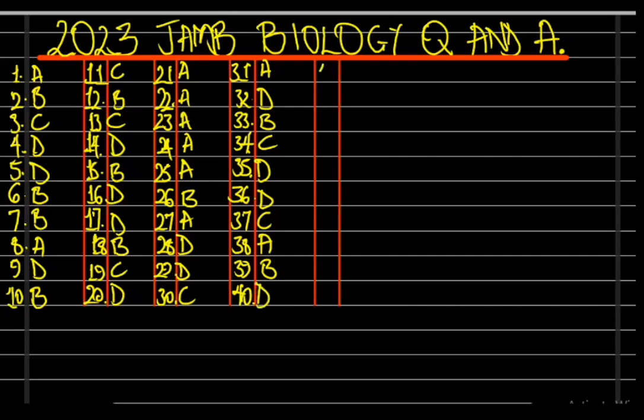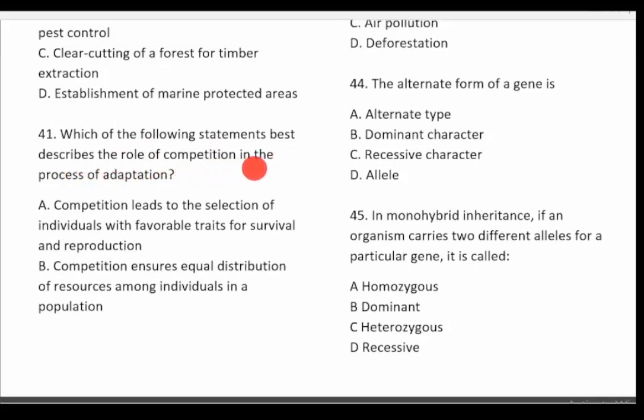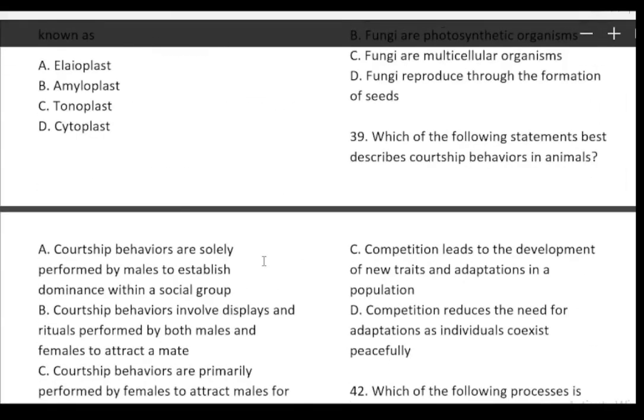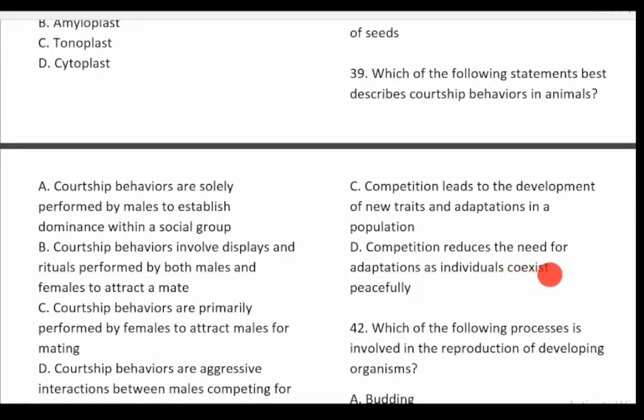So we move to question 41 now. Which of the following statements best describes the role of competition in the process of adaptation? A. Competition leads to the selection of individuals with favorable traits for survival and reproduction. B. Competition ensures equal distribution of resources among individuals in a population. C. Population leads to development of new traits and adaptation in a population. And then we have D. Competition reduces the need for adaptations as individuals coexist peacefully.